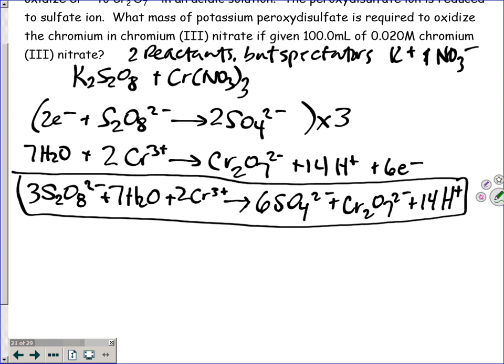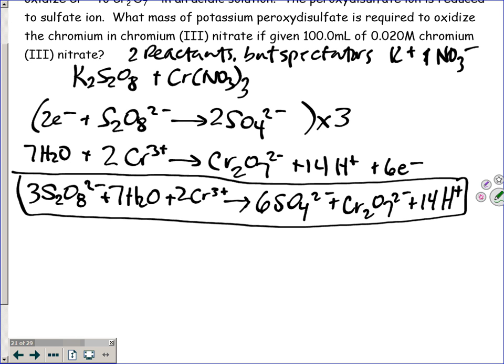So like 6 potassium and 1 chromium. 3 nitrates on each side. No, 6 nitrates on each side. So it would be spectator though, all the way. They'd be gone at the end. All right, so give me a thumbs up if I can move on.